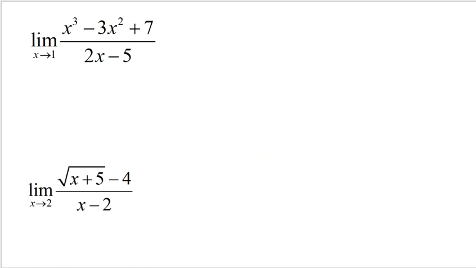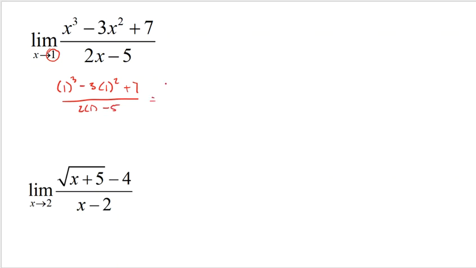Let's do some examples. In this first example, I'm asked to find the limit as x approaches 1 of a pretty nasty looking function. But the first strategy you should always apply is direct substitution, which means I'm going to plug my a value, which in this example is 1, into the function. So I get 1 cubed minus 3 times 1 squared plus 7, all divided by 2 times 1 minus 5.